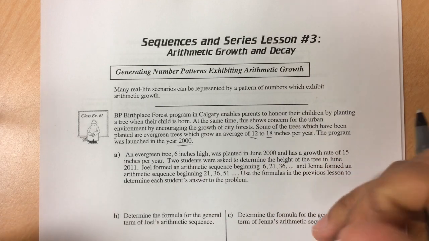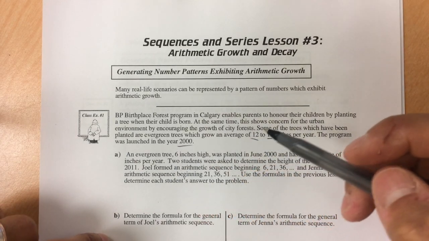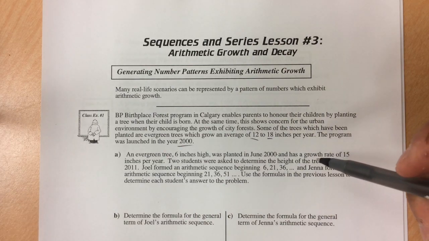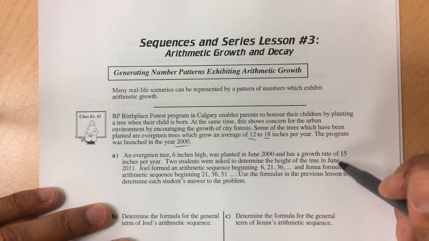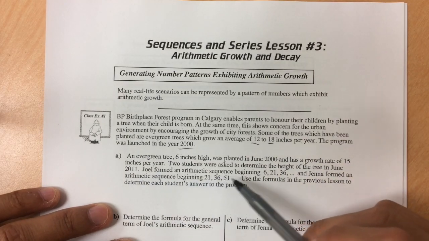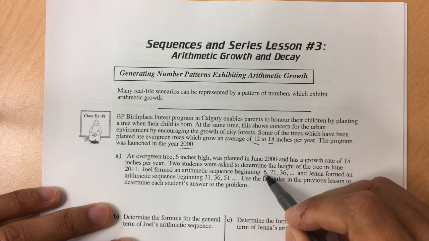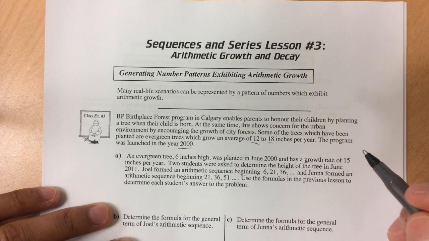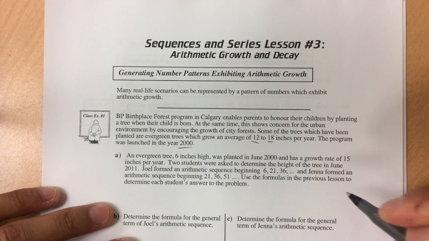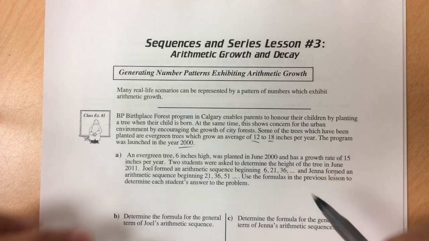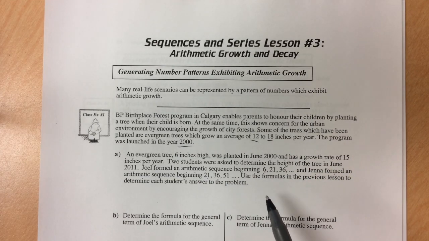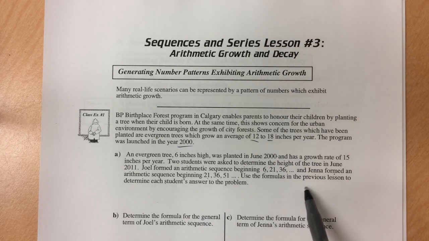So we're going to look at two different scenarios. An evergreen tree 6 inches high was planted in June 2000, and it has a growth rate of 15 inches per year. Two students were asked to determine the height of the tree in June 2011. Joel performed an arithmetic sequence beginning with 6, 21, and 36 as the heights of the tree. And Jenna, another person, performed an arithmetic sequence beginning with 21, 36, 51. Again, the height of the tree in inches. What they want us to do is use the formulas in the previous lesson, lesson number 2, to determine each student's answer to the problem.